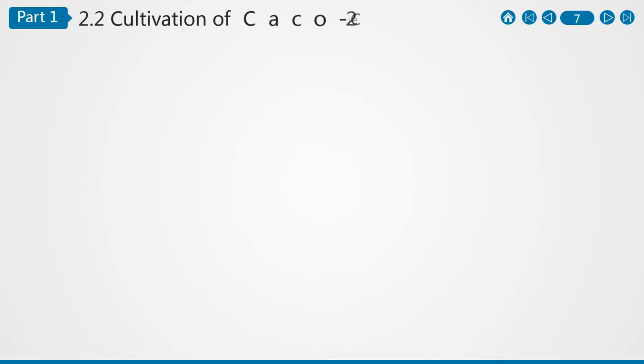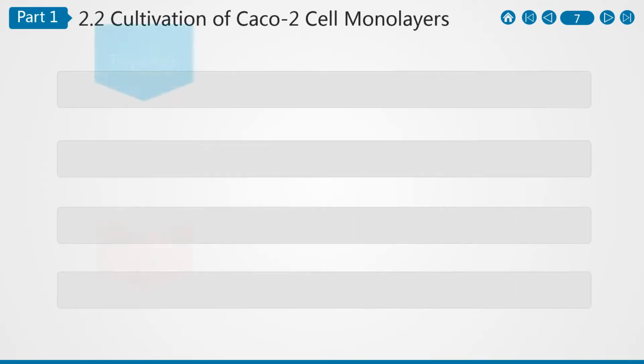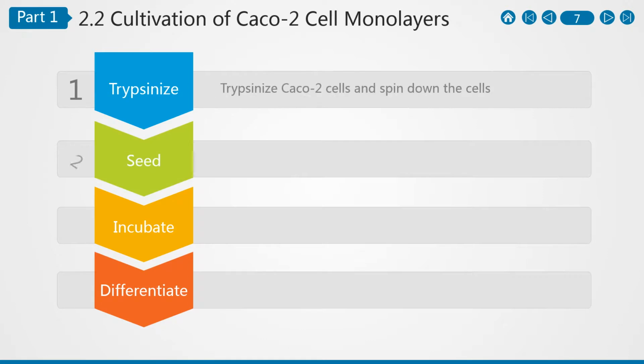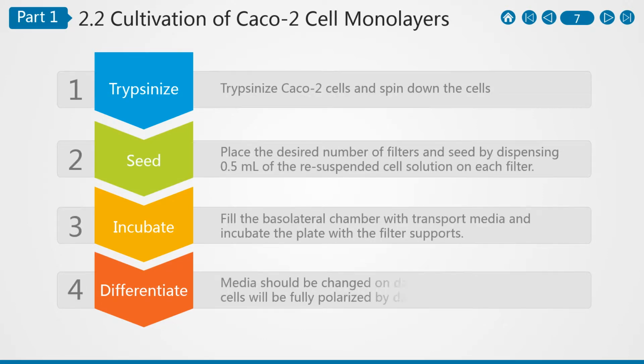Cultivation of Caco-2 cell monolayers grown on permeable supports. Trypsinize Caco-2 cells from maximally 90% confluent Caco-2 cultures. Spin down the cells and remove the supernatant. Resuspend the cells in transport media. Place the desired number of filters in 12-well cell culture plates and seed by dispensing half a milliliter of the resuspended cell solution on each filter. Fill the basolateral chamber with transport media. Incubate the plate with the filter supports at 37 C with 5% CO2.